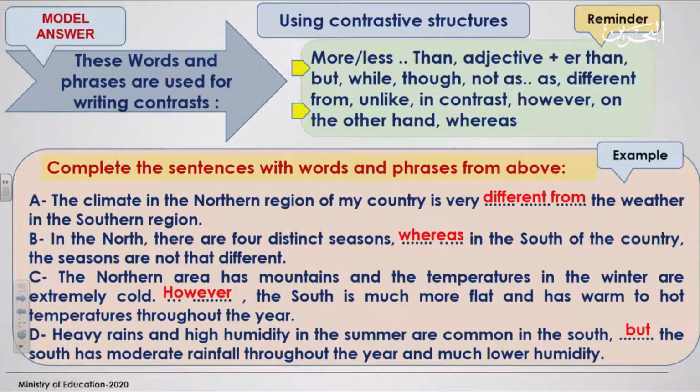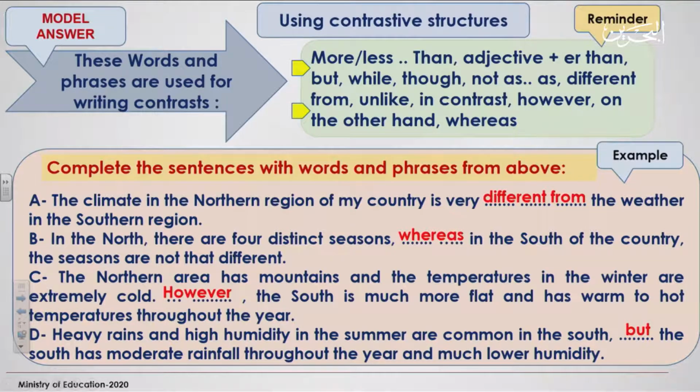The climate in the northern region of my country is very different from the weather in the southern region. In the north, there are 4 distinct seasons, whereas in the south of the country, the seasons are not that different. The northern area has mountains and the temperatures in the winter are extremely cold. However, the south is much more flat and has warm to hot temperatures throughout the year. Heavy rains and high humidity in the summer are common in the north, but the south has moderate rainfall throughout the year and much lower humidity.